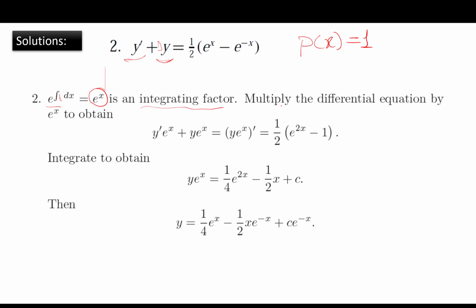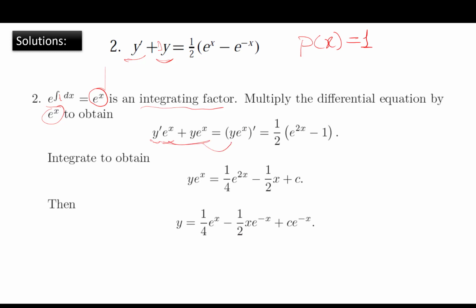Then we're going to multiply the differential equation by e to x. We're going to obtain, this is the left-hand side, y prime e to x plus y e to x equals y times e to x.